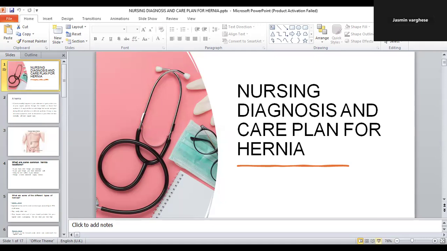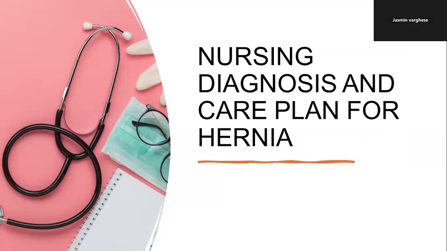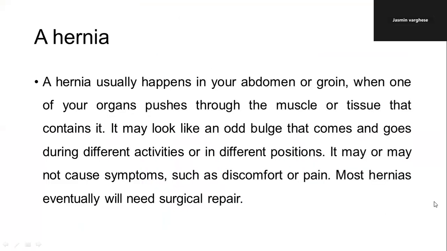So what is hernia? Hernia means an abnormal protrusion in any part of the body, especially seen in the inguinal region and also in the umbilical region. Hernia usually happens in your abdomen or groin when one of your organs pushes through the muscle or tissue that contains it. It may look like an odd bulge that comes and goes during different activities or in different positions. It may or may not cause symptoms such as discomfort or pain. Most hernias will eventually need surgical repair.